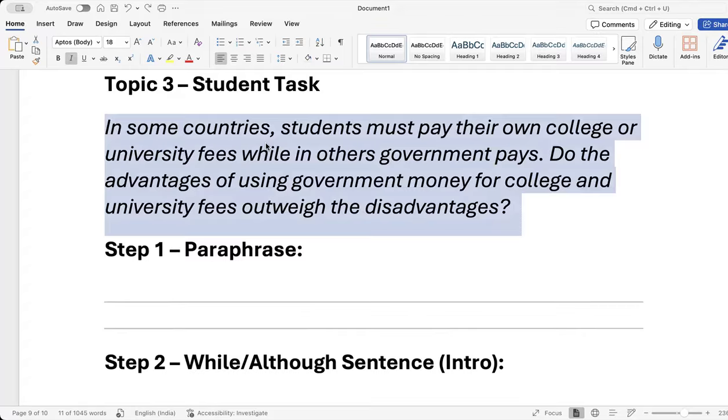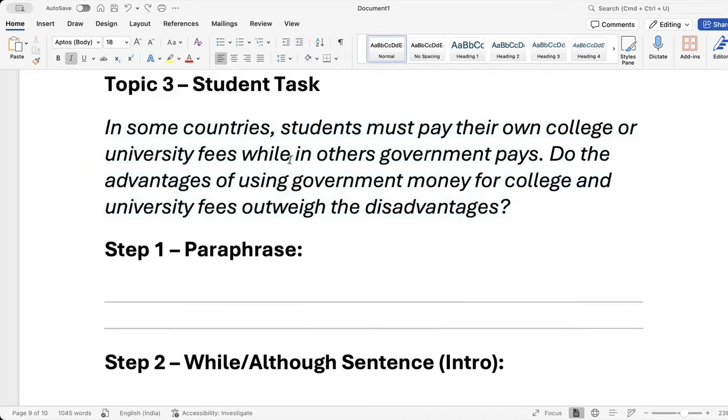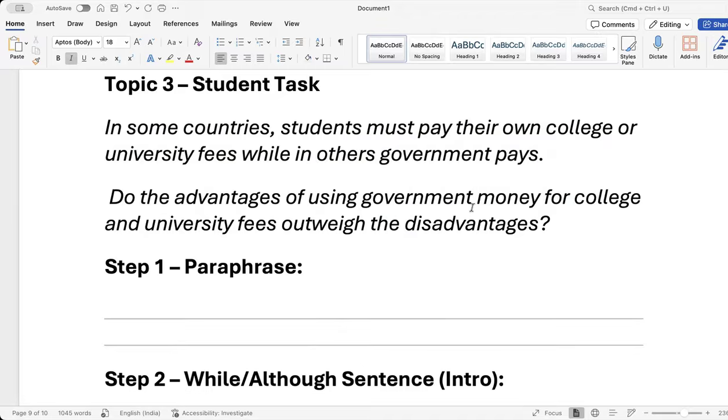This is your essay. In some countries, students must pay their own college or university fees, while in others the government pays. Now here too there are two things in the question, in the statement: in some places students pay and in some places the government pays. Whose advantages are asked? The government's. The advantages and disadvantages are asked for the government paying. Are you clear here? Yes, sir. Do the advantages of using government money for college and university fees outweigh the disadvantages?